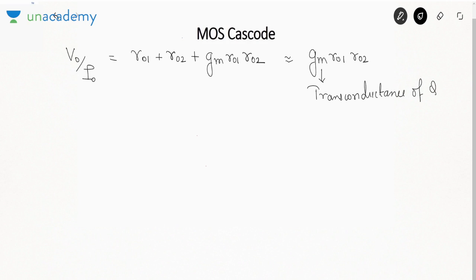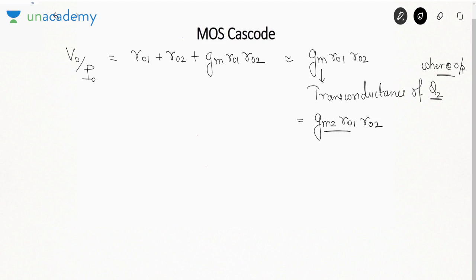of Q2, that is the second transistor. Okay, so sometimes we also write it like this, GM2 R naught 1 R naught 2. If you get confused, Q2 is the transistor where output is connected. Okay, so Q2 is the transistor where your output is connected, and at that transistor the output resistance is GM2 R naught 1 R naught 2.